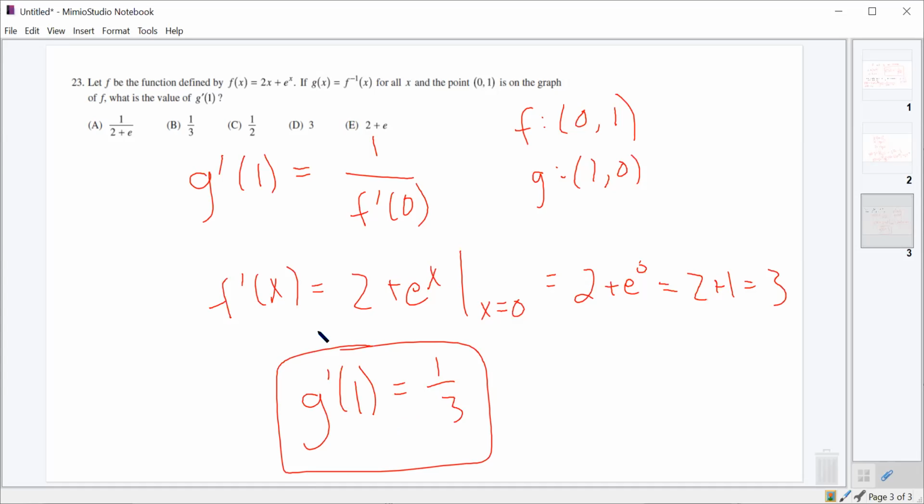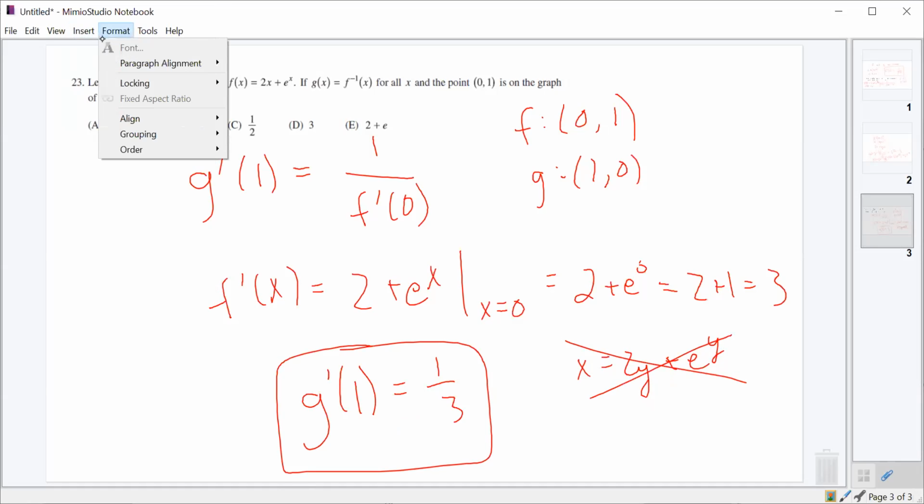This one, you have to use the rule because if you try to rewrite this as x equals 2y plus e to the y, you're going to have a heck of a time trying to solve that for y. You're not going to be able to do that. So when they give you inverses, you want to use the inverse rule. Does that make sense to everybody on that one too?